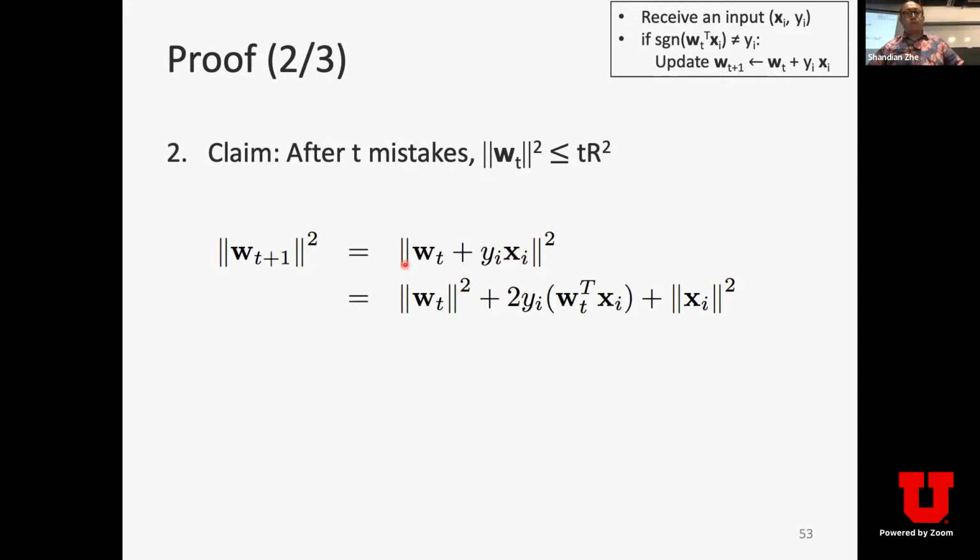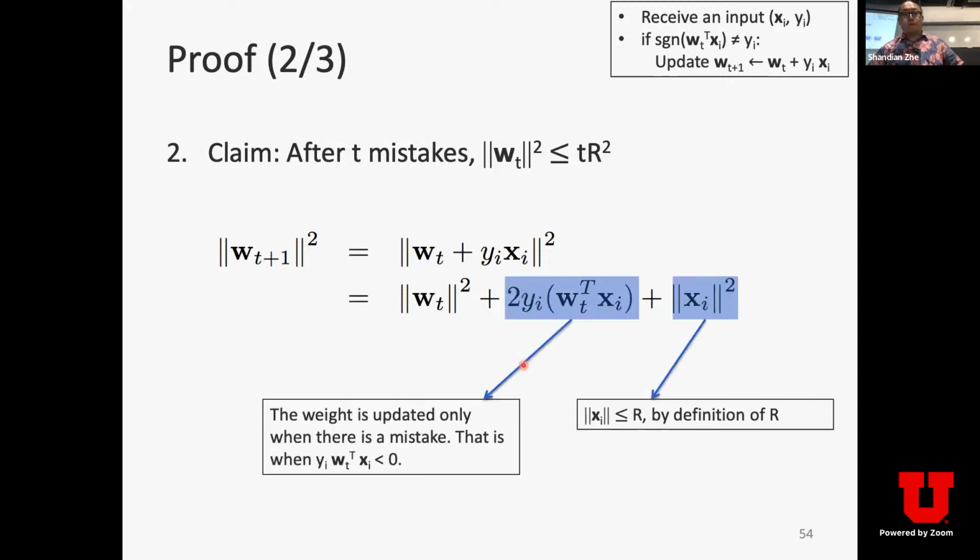The square norm of W_t, the square norm of y_i x_i. y_i is either 1 or minus 1, so its square norm is just 1. And then you've got a cross term, which is 2 y_i W_t transpose x_i. Everyone's comfortable? Or is this too simple?